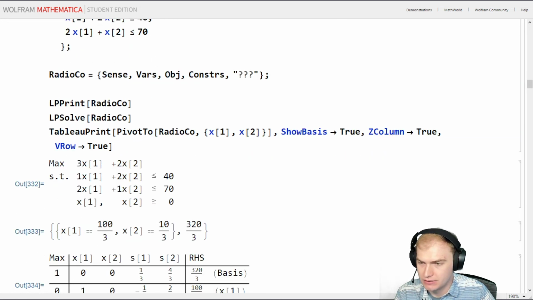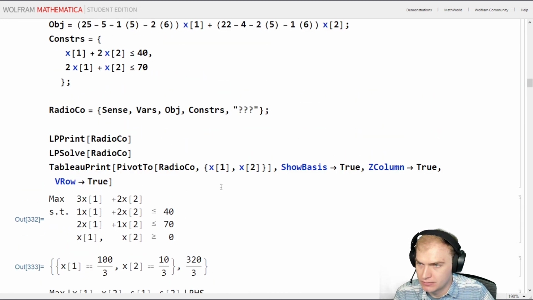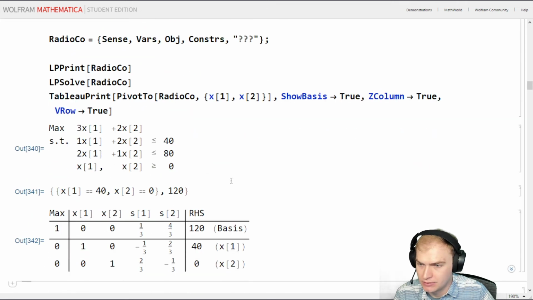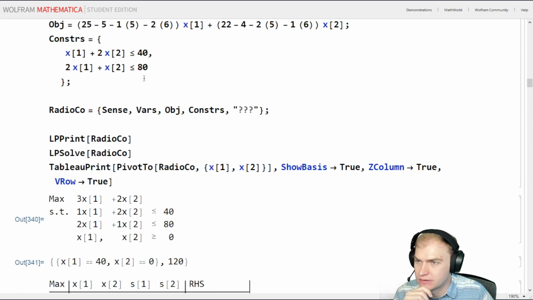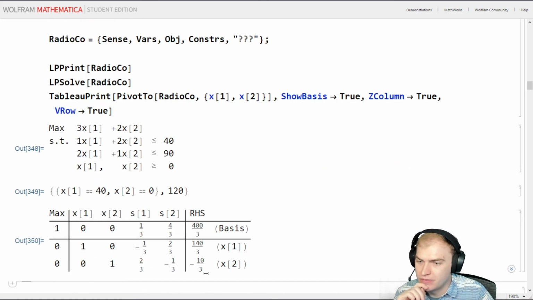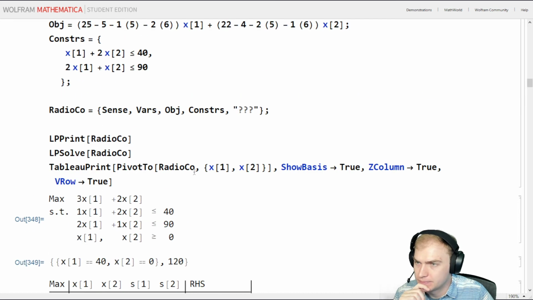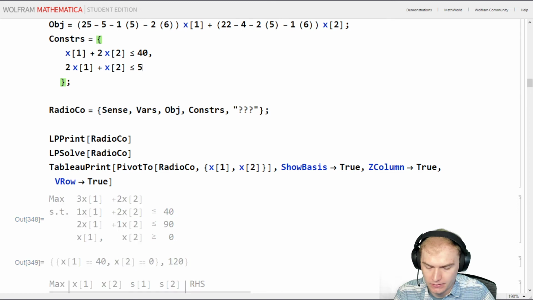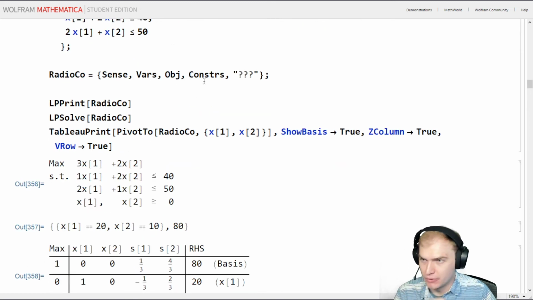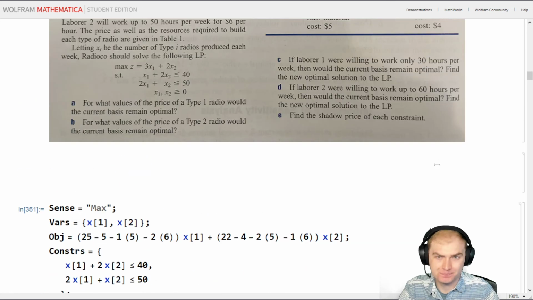What about 70? Still good. 80. 80 is about where it becomes degenerate. So 90 should be infeasible. Yep. Infeasible. Cool. So its allowable increase is 30, just from guessing and checking. We should get the same result if we did our minus delta trick again.